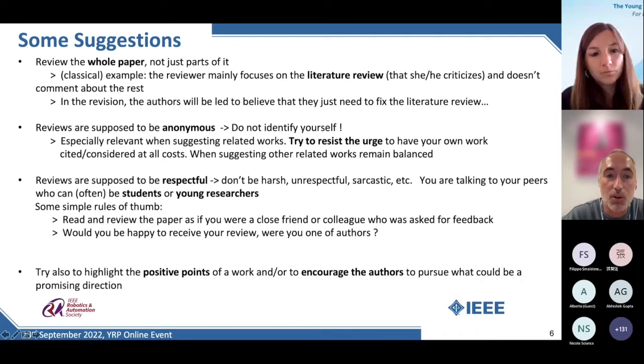A very simple rule of thumb is: would you be happy to receive your review if you were one of the authors? Consider this when you write your review and see if you want to revise your text. Also, you may think that you focus mainly on the remarks, on the criticism, but you should also try to highlight the positive points of the work, or encourage the authors to go along what could be a promising direction. That's always good, especially again if some of the authors are students or young researchers who need positive feedback from the community.